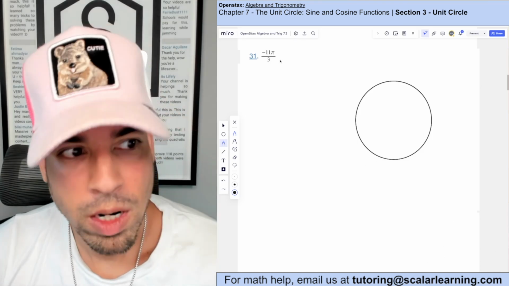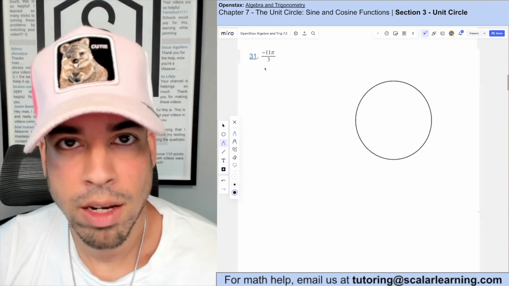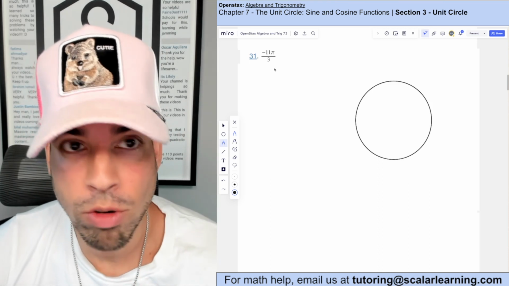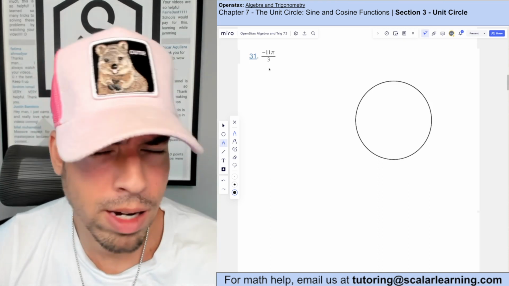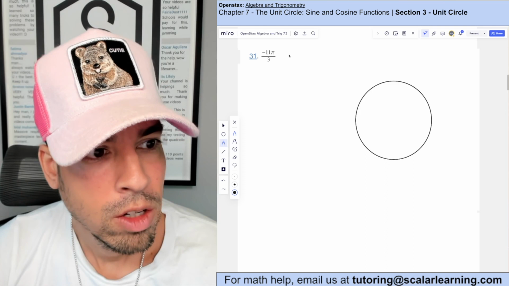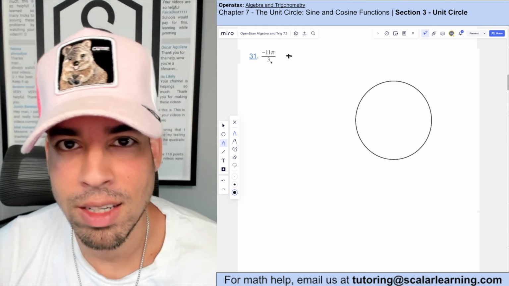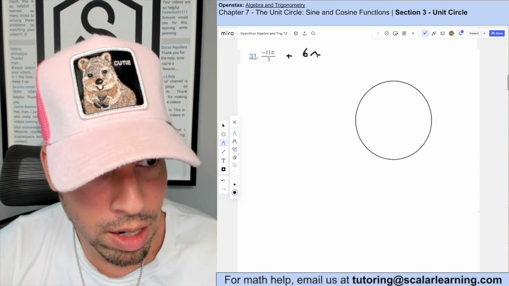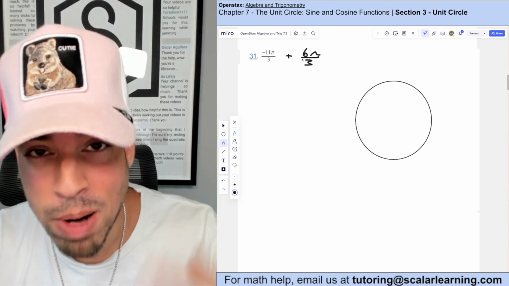Done. Here we're at -11 pi thirds, and we want to get the reference angle. But what I'm going to do is first find the coterminal angle that's between 0 and 2 pi. It's just going to be easier to draw this out. So if you recall, the way I can do that is I can add multiples of 2 pi. With a denominator of 3 would be 6 pi thirds. So I'm going to keep doing that until we get this positive, okay?